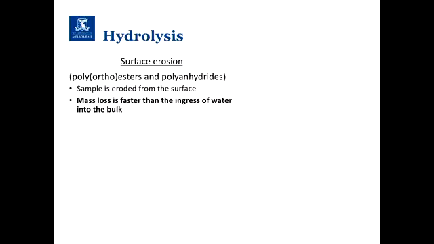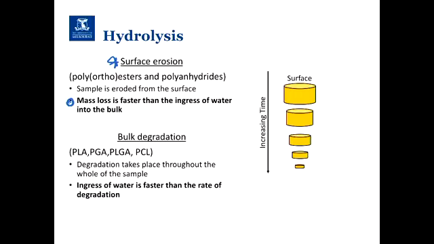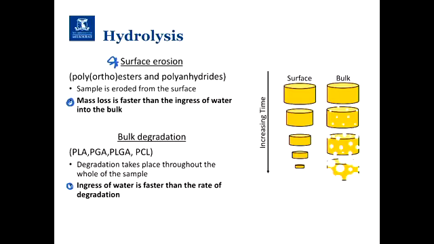So here are some examples, really more on how hydrolysis can occur. It can occur at the surface of the material and work its way in, or it can occur as bulk erosion. Surface erosion occurs when mass loss is faster than the ingress of water. Ingress means water coming into the material. Or you have bulk degradation, where water goes in faster than the rate of degradation occurring. So you get something that looks like that.